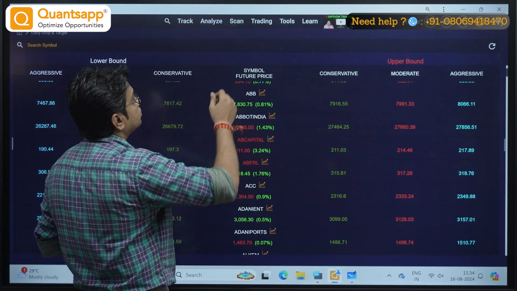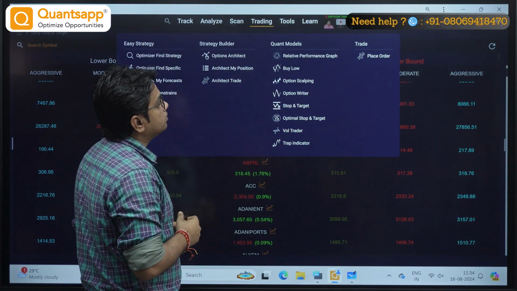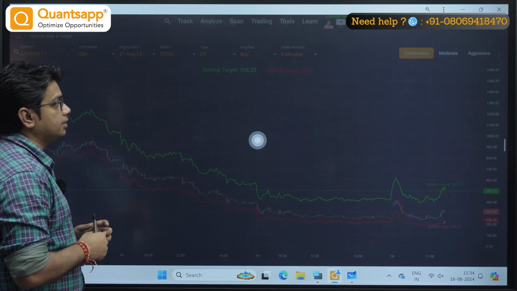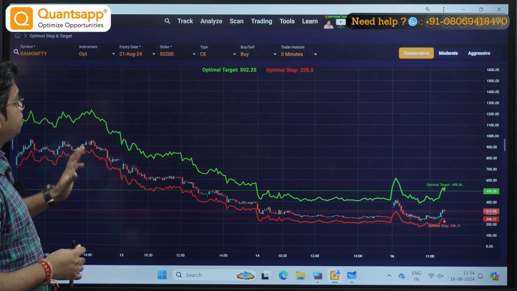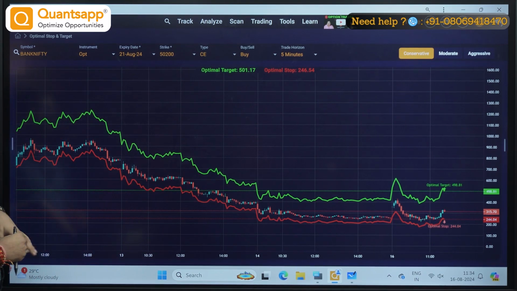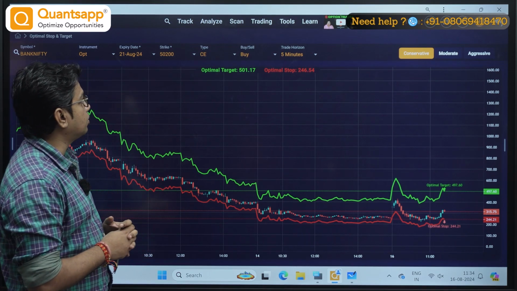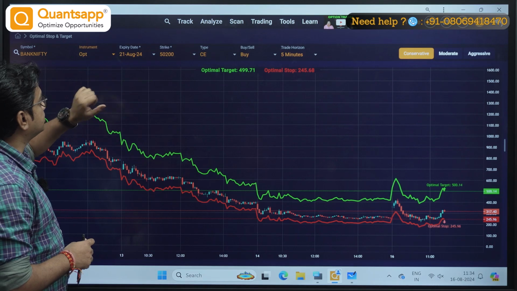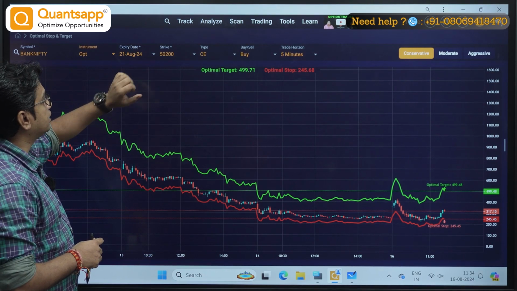Okay, now let's go to the options data. So I'll go to trading. Under quant models, I will select optimal target, stop and target. So here if you place any option, whether it is Bank Nifty or any stock, just select the instrument over here, future and option. So I am selecting option. Now I am selecting the expiry.